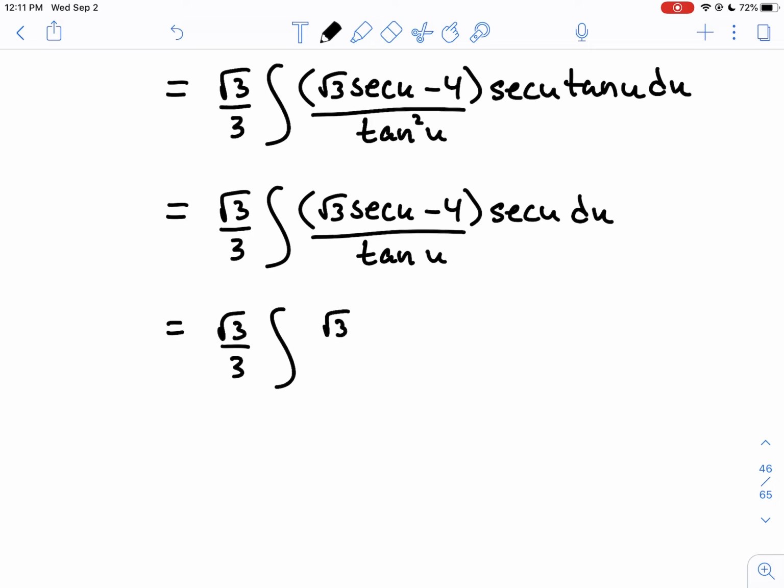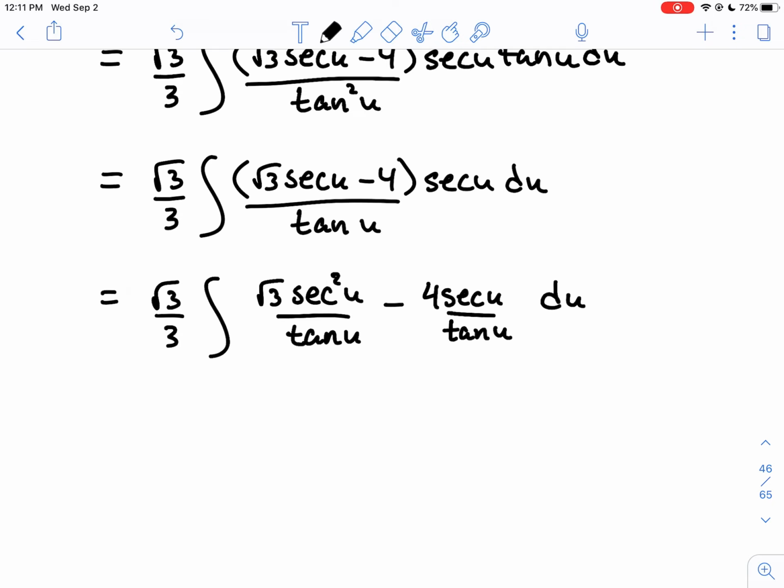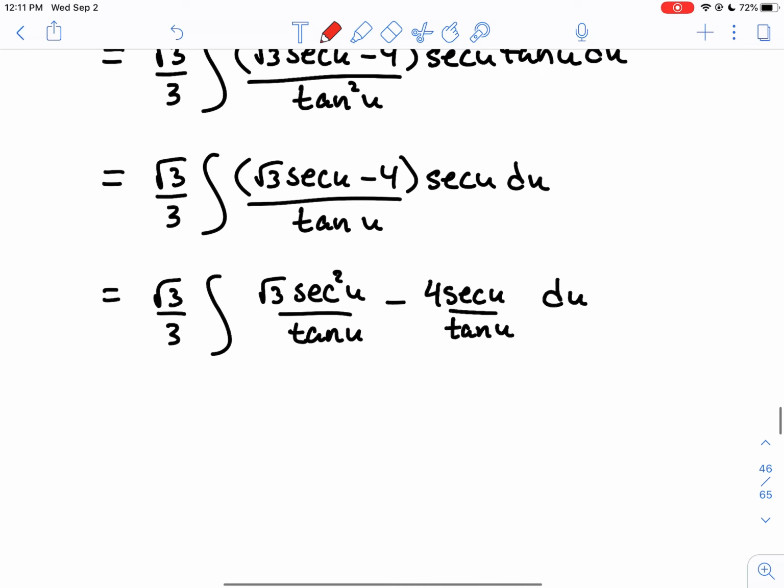So we have a radical 3 secant squared of u over a tangent u, minus a 4 secant u over tangent u. Okay, so we may have to approach both of these as two different methods. In this case here, notice that there's a tangent present and a secant squared present. That's a good clue for doing just a regular substitution. If I let w or v or some other new letter, I can't use u because u has already been taken, but let w equal the tangent of u, therefore the dw will be secant squared of u du.